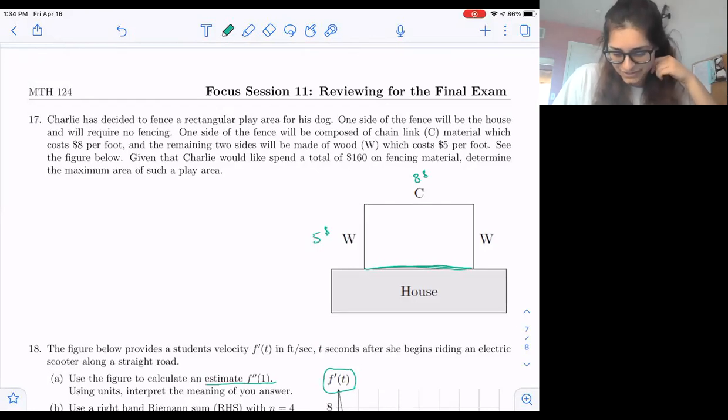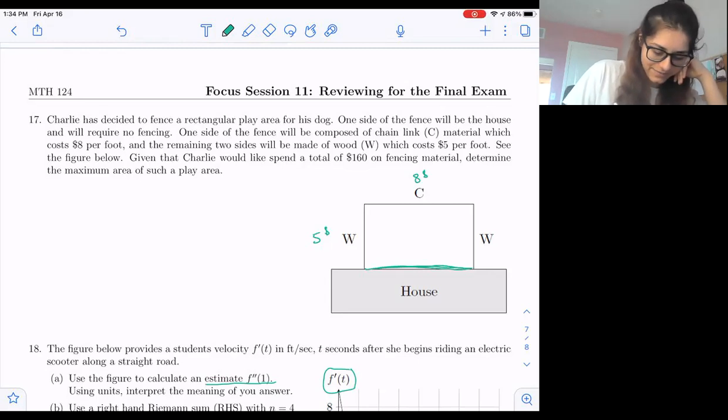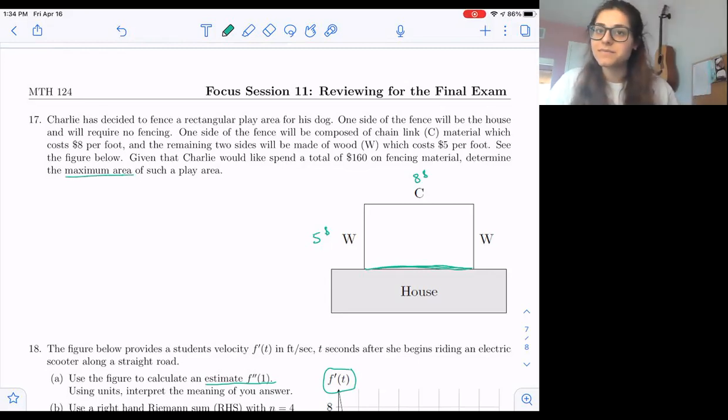Charlie would like to spend a total of $160 on fencing materials. Determine the maximum area. Whenever you see maximums in calculus, maximums or minimums, think derivative. Max, min, think derivative and set it equal to 0 so you can find the critical points. Okay, so let's set up some equations, make a system of equations and solve for that, and then find the maximum area. So one thing I can figure out is how many feet of fencing will I have?